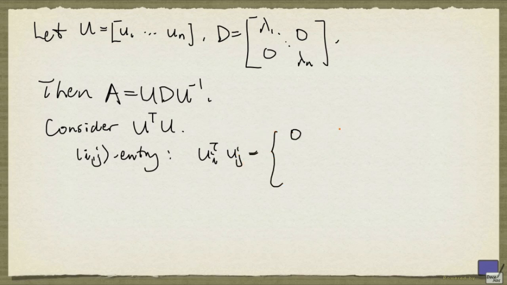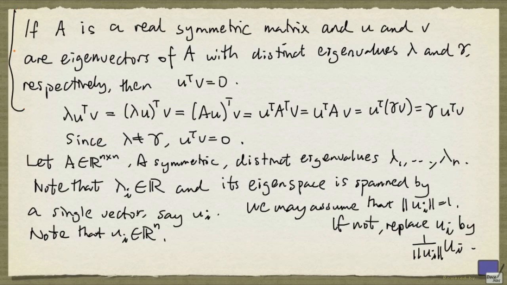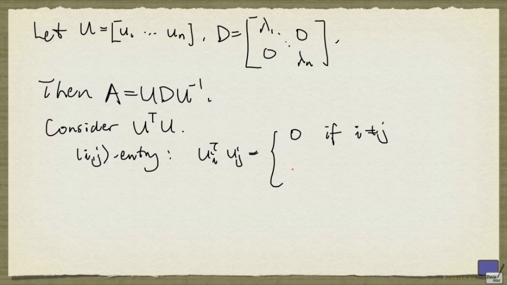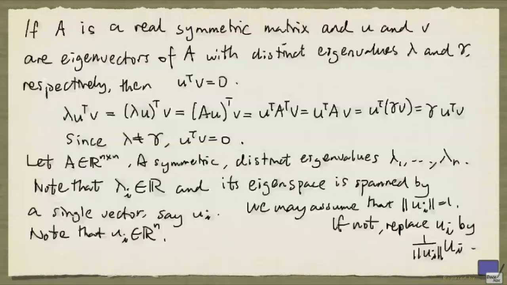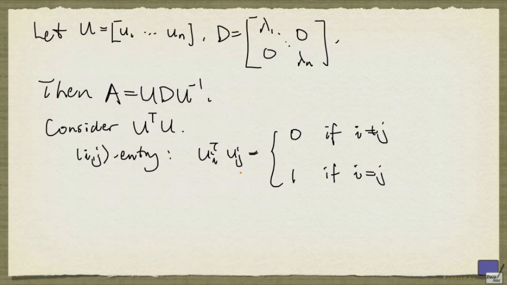But this is 0 if i is not equal to j, because ui and uj are eigenvectors of A with different eigenvalues, and we are using this result here. And it's 1 if i is equal to j, because then I'm just taking ui transpose times ui. And because ui is a unit vector, ui transpose times ui, which is the square of the norm of the vector ui, is 1. And what this gives us is that U transpose times U is the same as the n by n identity matrix.